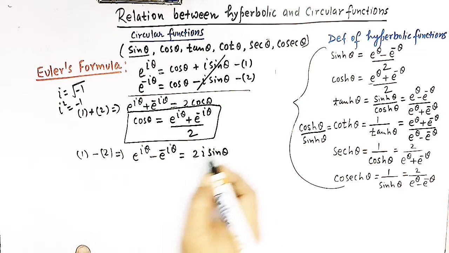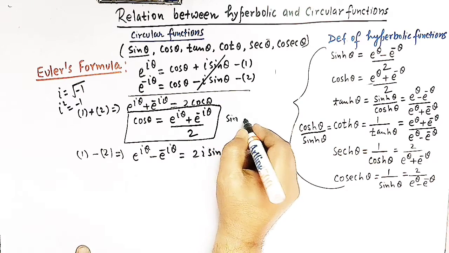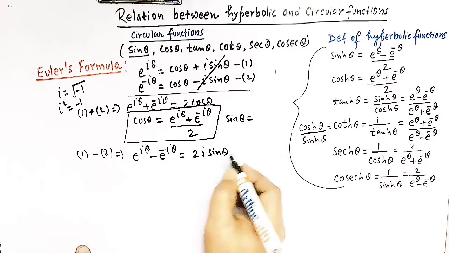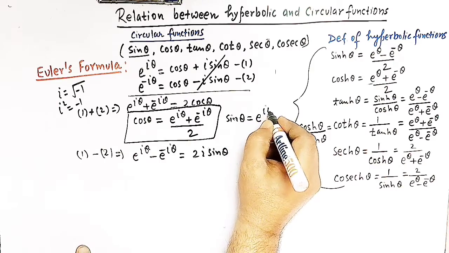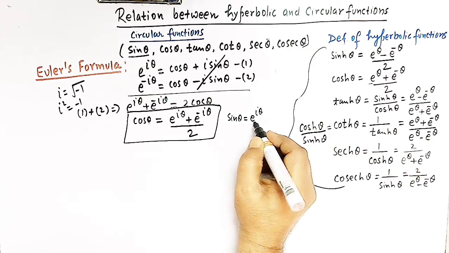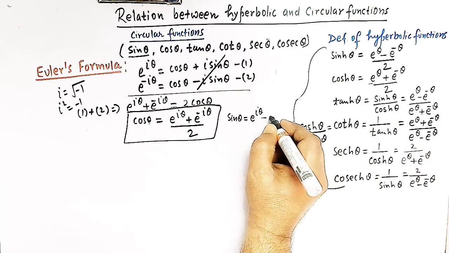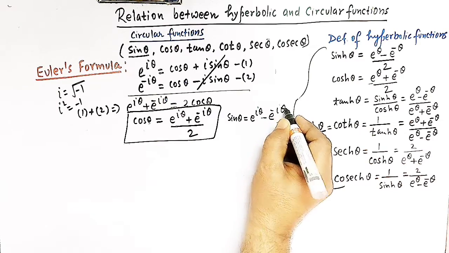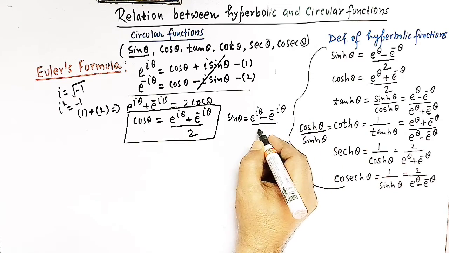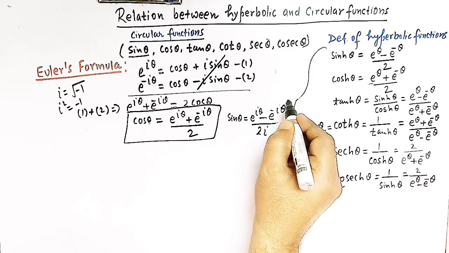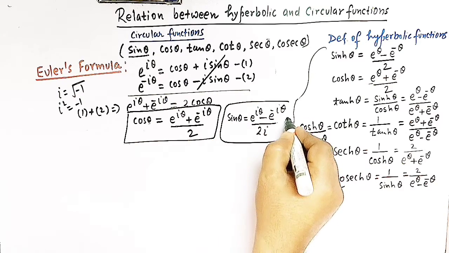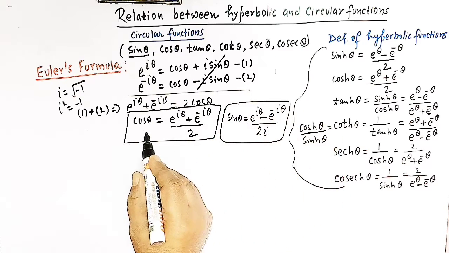So now we have another important result, that is sine theta is equal to e raised to i theta minus e raised to minus i theta over 2 times i, right? So this is the second important expression, right?